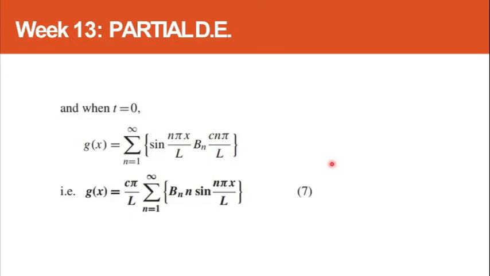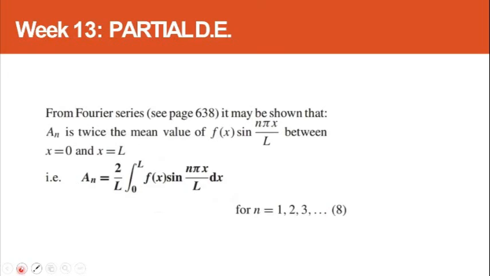Therefore, for our equation 7, based on what we derived and after replacing the value of t as 0, we have the value of g of x is equal to c pi over L, summation from n equals 1 to infinity, times b sub n sine n pi x over L. So, this becomes our next equation, equation 7. We will also use that.